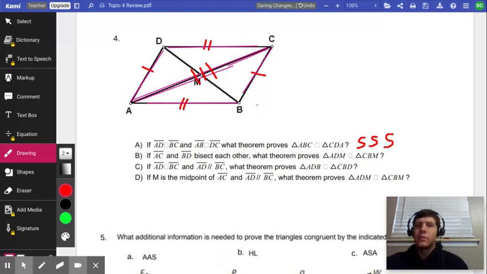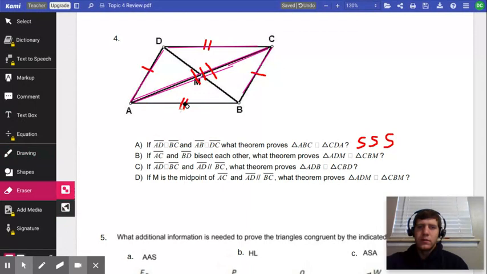Right, they gave us 2 pair of sides, and then we know here AC is congruent in both of the purple triangles that we're trying to look at. ABC, triangle ABC, and triangle CDA. So side, side, side. Right. That's the easiest one of these, I think. So let's look at the next one.